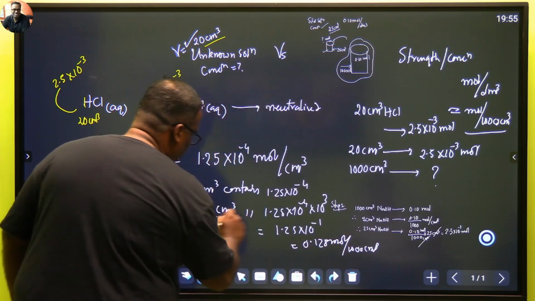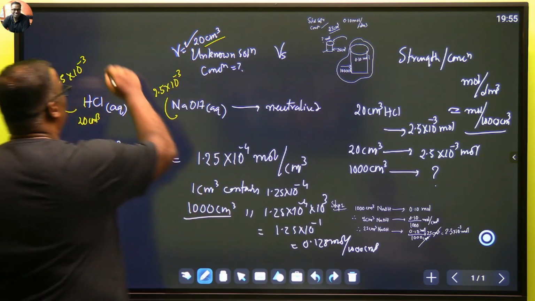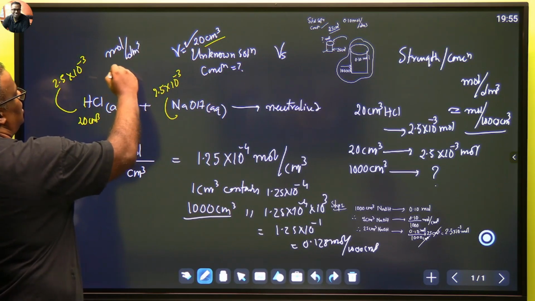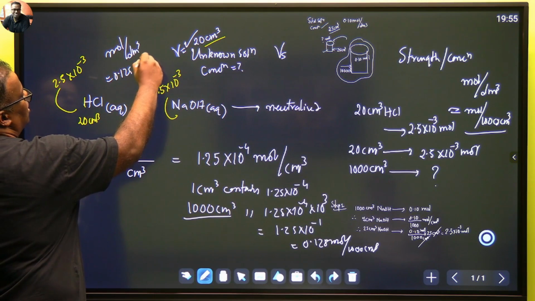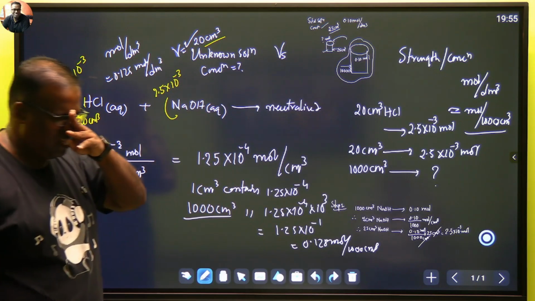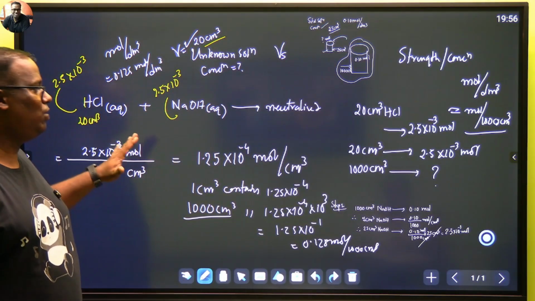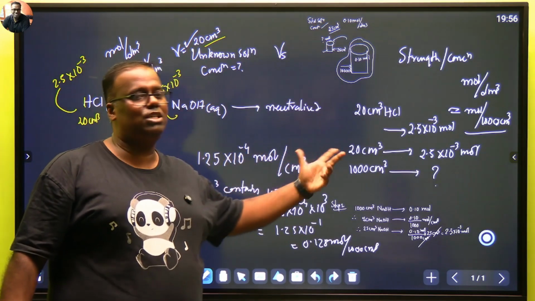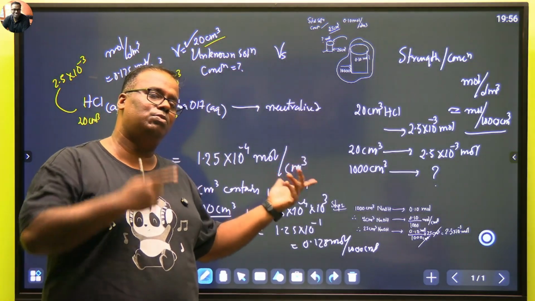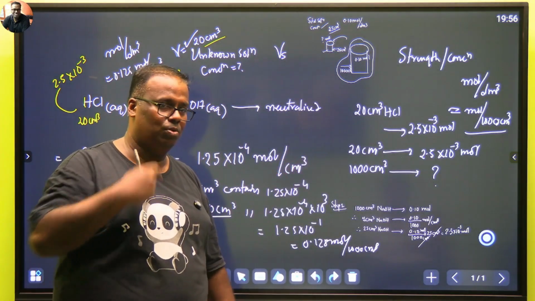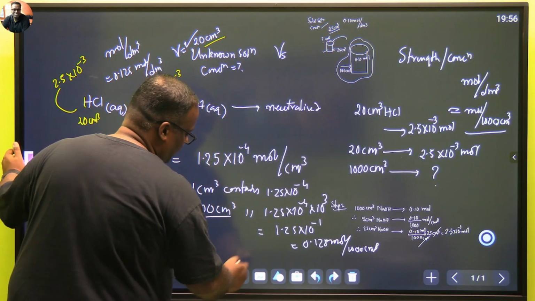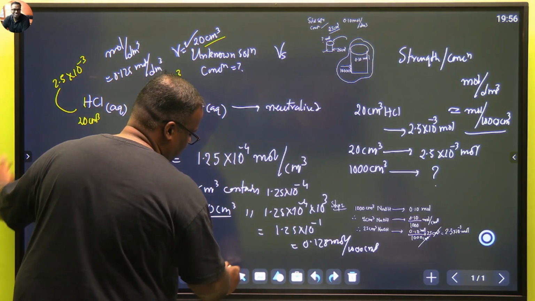Why did you bring this 1000? Because you have to finally give your answer in moles per dm cube. So what is the answer? 0.125 moles per dm cube. Another way you can do this problem is that initially itself you convert cm cube to dm cube. Then whatever answer you're getting will be in dm cube only. That way also we can do. If you do it that way, you will get the same answer. Come, let's see it that way. Never keep any confusion.